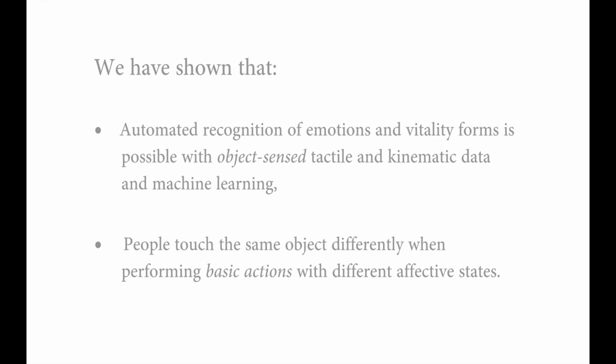In this work, we have shown that it is possible to recognize emotions and vitality forms during the daily life non-symbolic human-object interaction by using the object sense tactile and kinematics data. It was also demonstrated that people touch the same object differently when performing basic actions such as rotating or grasping with different affective states and attitudes.